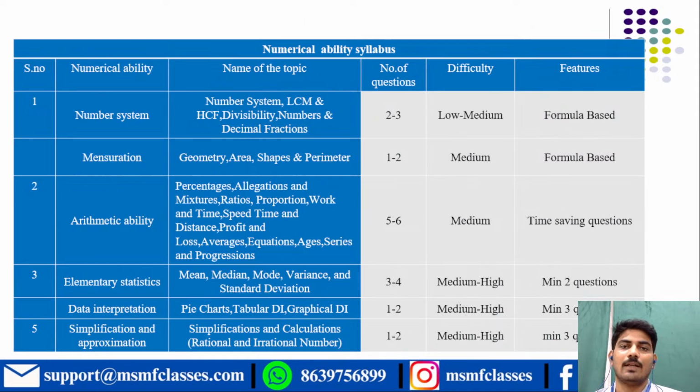Regarding numerical ability, these are the topics which will be asked frequently. The main topics are number system, mensuration, and arithmetic ability. Under arithmetic ability we have some subtopics, and then elementary statistics, data interpretation, and simplification and approximation. Having an idea of all these topics will help us solve the problems in the examination and clear the TCS NQT exam. Today we are starting with the exact model questions, the previous year questions from TCS NQT. I hope these questions will give you an idea of how the actual questions appear in the exam.